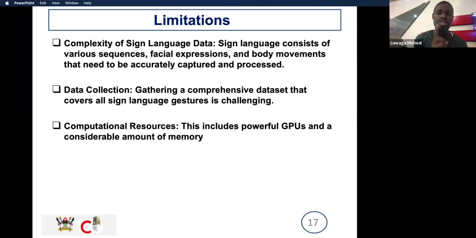Then in the limitations, what we got was the complexity of sign language because of the different contexts, and also the data collection phase, where we collected only 106 because it was expensive to have these people sign for us. We needed some money, which we didn't have. Then the computational resources: these are neural networks that use GPUs and memory, and we faced these constraints because our machine was slightly below the required standards.